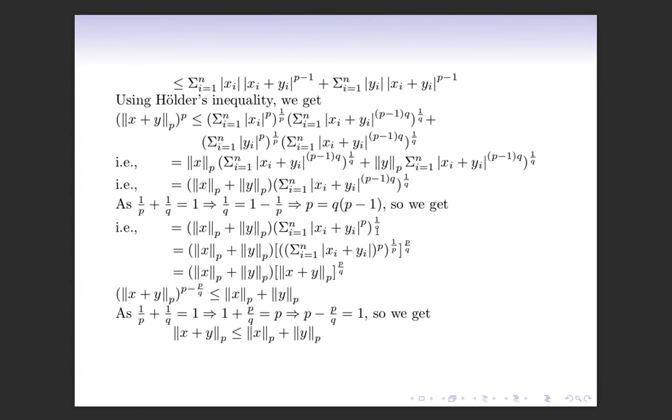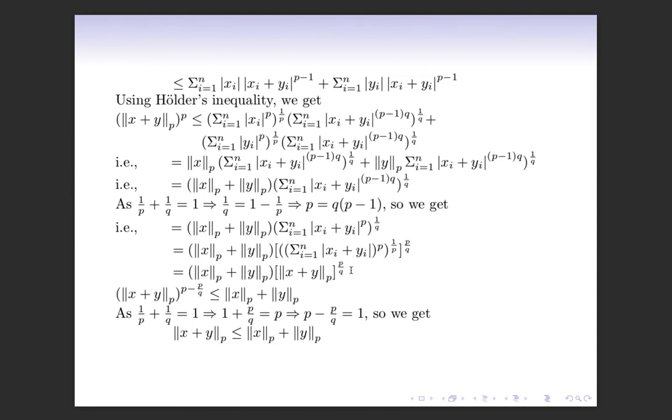And since here whole to the power is 1 by q, so to change it into standard form, we can write here power 1 by p, and then we can write whole to the power p, and so we have p by q, and this term will become norm p of x plus y whole to the power p by q. So here we have norm p of x plus norm p of y into norm p of x plus y whole to the power p by q.